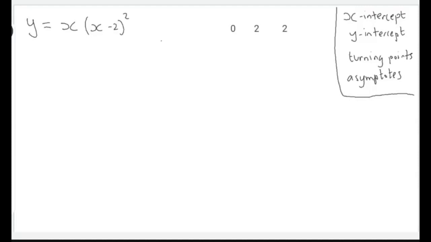Okay. Nice. So you got repeated roots, and then what about the asymptote? No, the turning points. I'll do that now.